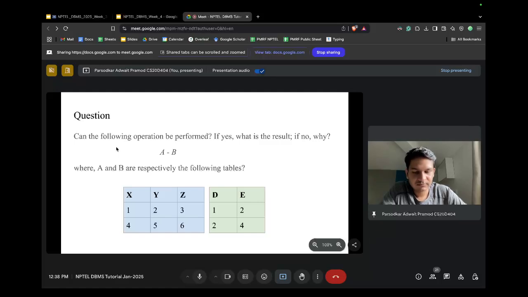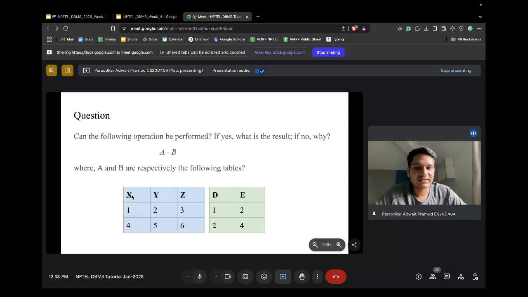No, sir, because the number of attributes are different. Yes, so that is indeed the correct answer. These two tables cannot be subtracted because they are not union compatible, which essentially means there are no corresponding attributes across the two tables. For union compatibility, or for subtraction to be a legal operation, you should have the same or mappable features.